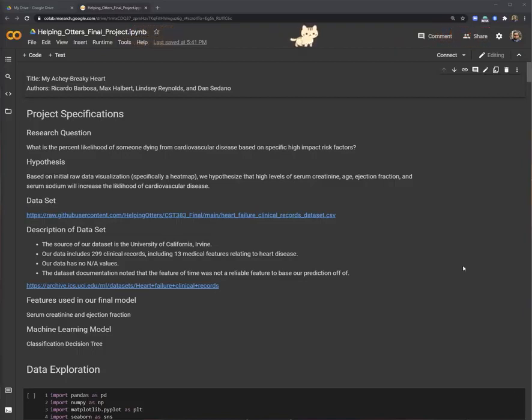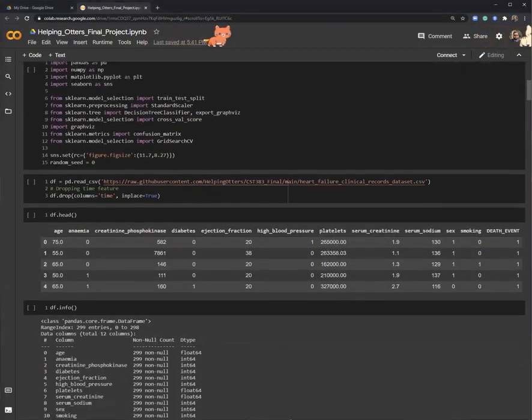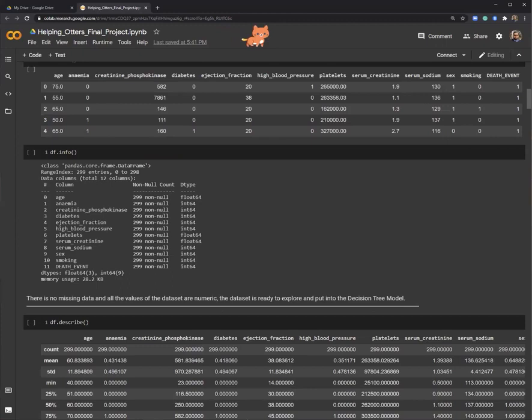In order to complete this project, we used Kaggle to find and download our dataset to GitHub. We then used Google Colab in order to create our model and visualize, manipulate, and understand our data. So let's walk through our data visualization. We first plotted a heat map.